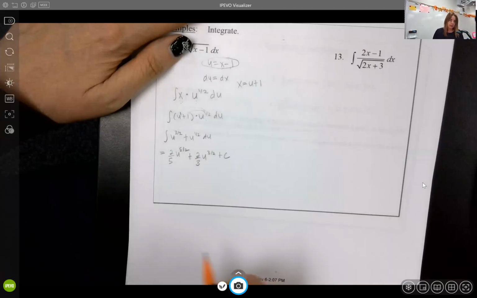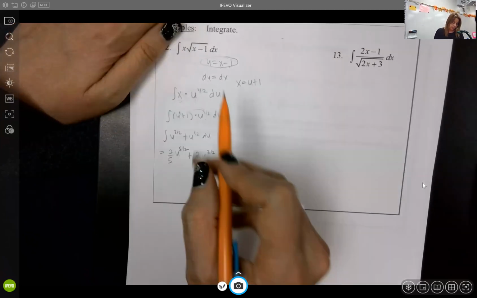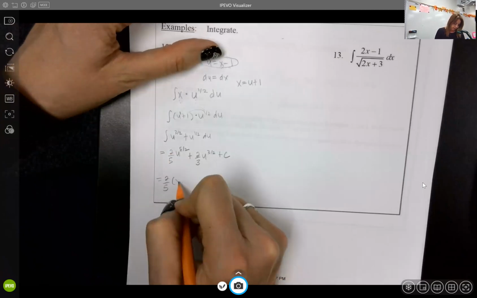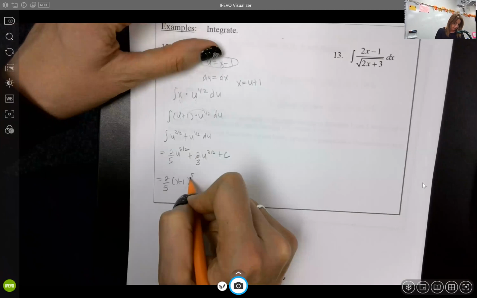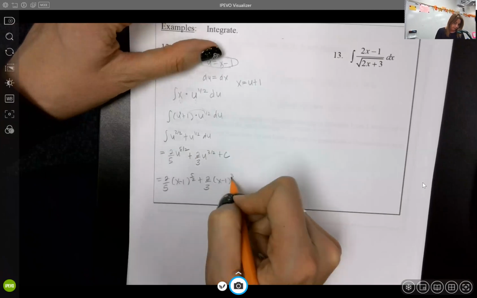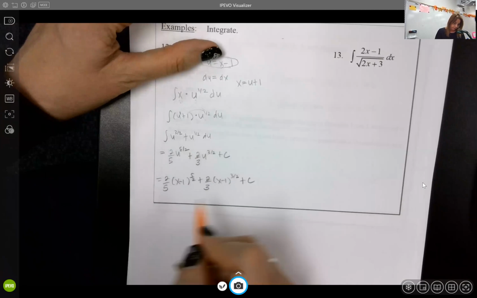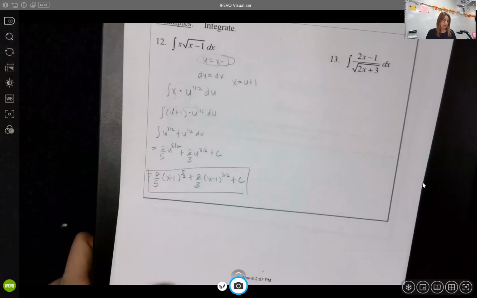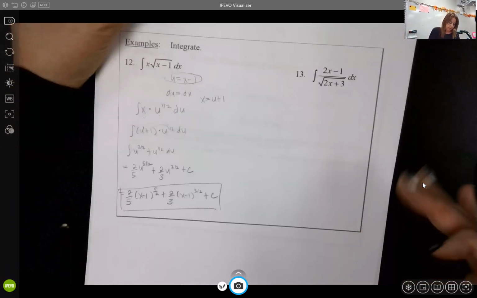Okay, and the last thing I do is I replace u with x minus 1. So 2/5 (x minus 1) to the 5/2 plus 2/3 (x minus 1) to the 3/2 plus c. Okay, so we're going to have to manipulate u a little bit. So let's try it on this one.